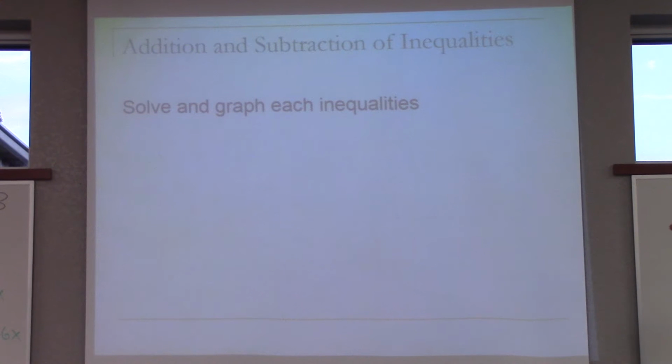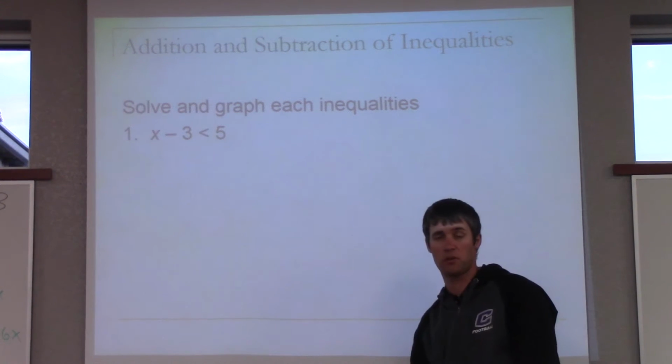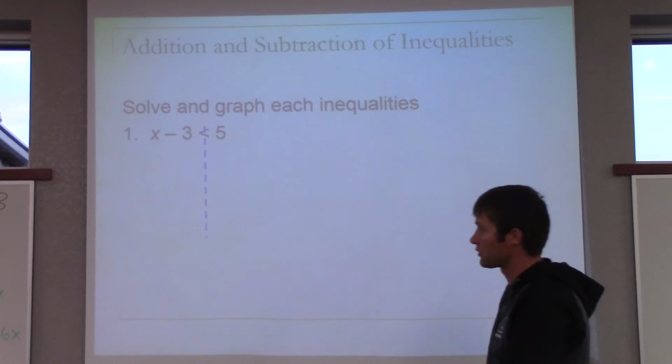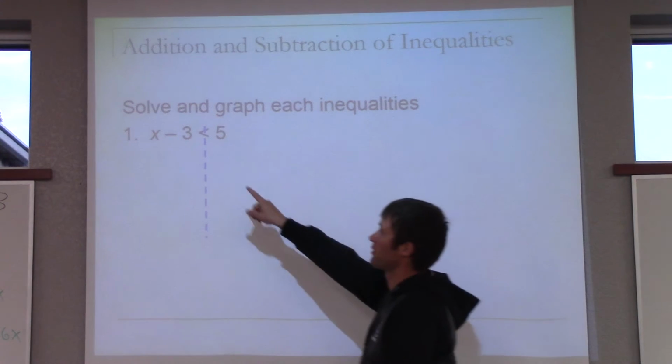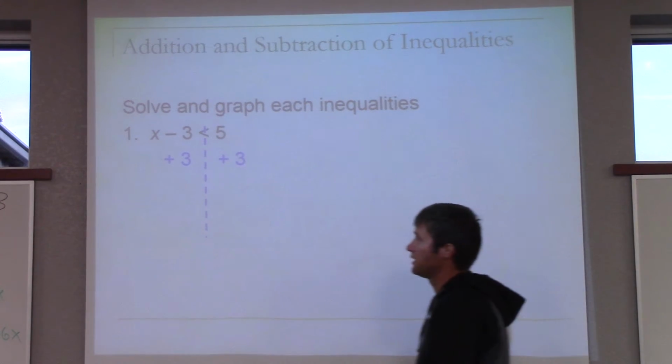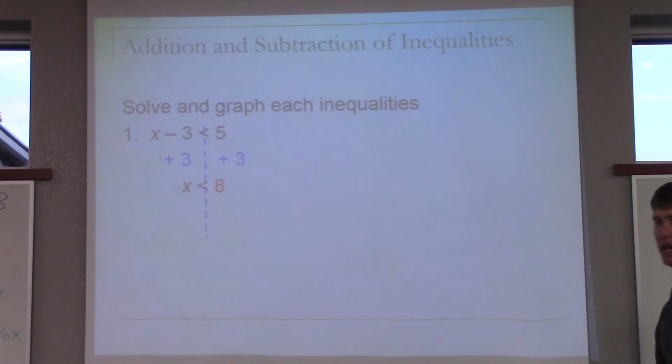Okay, so now we're going to go ahead and solve and then graph each one. So we're going to treat this just like an equals. So remember, put down your river. Now we want to get x by itself. So how do I get rid of 3? We add 3. So it cancels off, and we have x is less than 8.